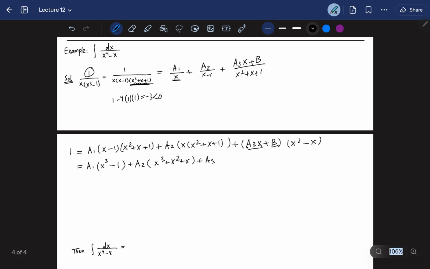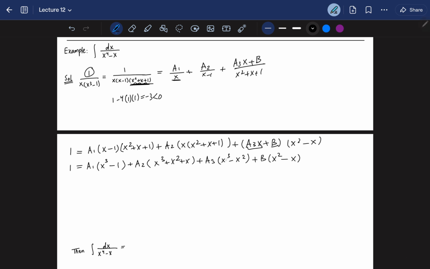Then I'm going to multiply the x with this, so I'm going to have x cubed minus x squared for my a3, then plus b times x squared minus x. And this is all equal to 1. So now let's build our system of equations.